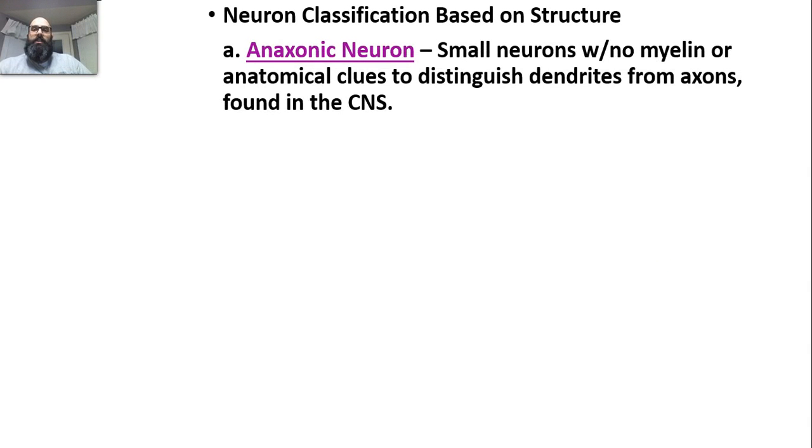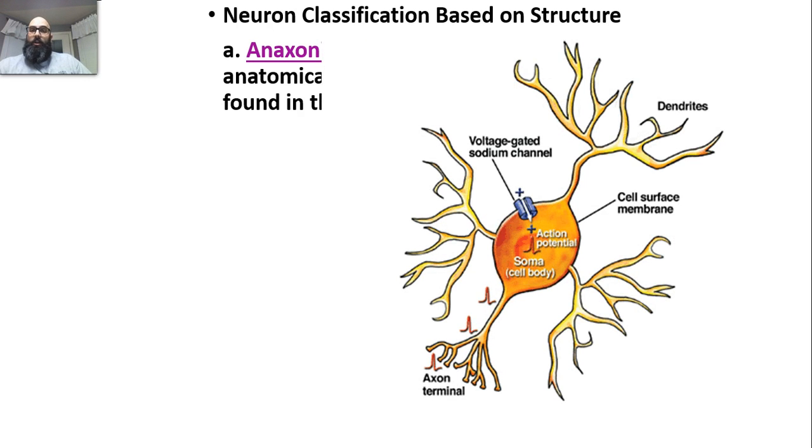So what we're going to get into now is how to classify neurons based on their structure, how they appear. There are a couple different classifications, and it's usually based on where the nucleus is located. One of the first kinds is called an anaxonic neuron. These are small neurons, with no myelin or anatomical clues that allow you to distinguish the axons from the dendrites. Essentially, what they look like, in my opinion, are stars.